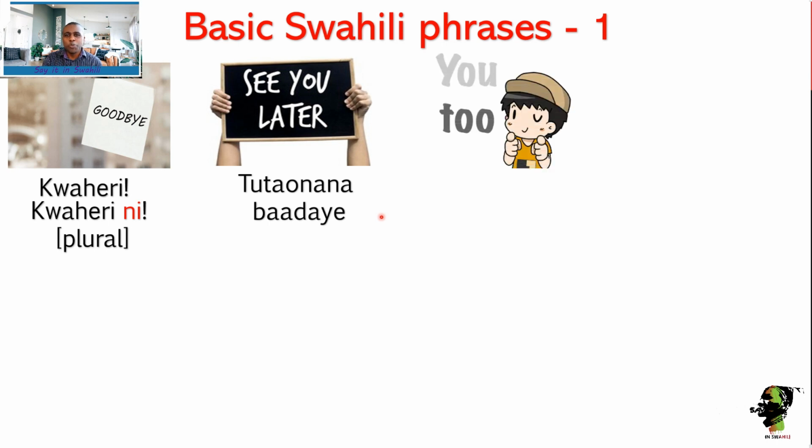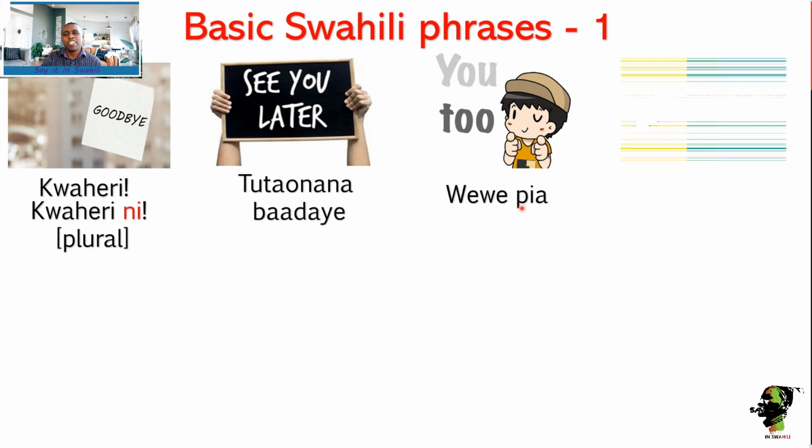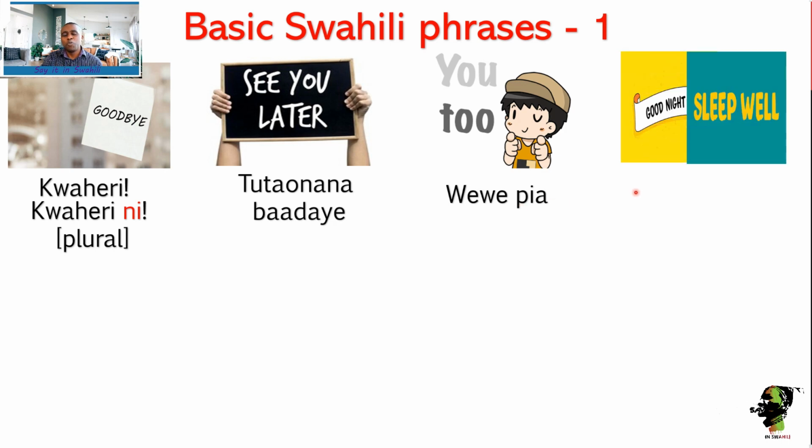Let's look at the other phrase. You too. Wewe pia. Can you try and pronounce that? Wewe pia. The word wewe in Kiswahili means you, and the word pia means too. It also means as well. It also means also. Pia. Wewe pia. Fantastic.